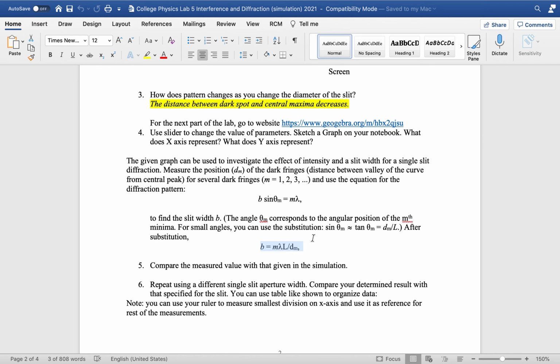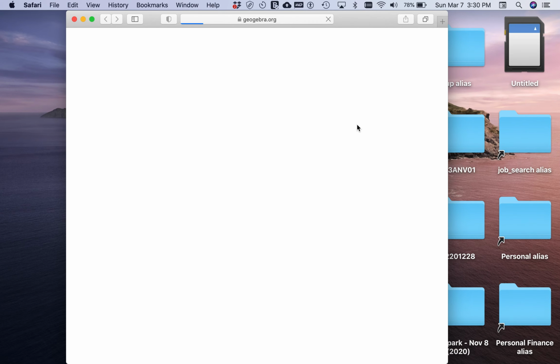So what they are going to do here is make a measurement of this dm, that's the angular position, from the central maxima, okay? So m equal to 1, 2, 3, and so on. And then they will have some wavelength of light, and the wavelength would be constant for the given experiment, okay, simulation. So let's look at it quickly.